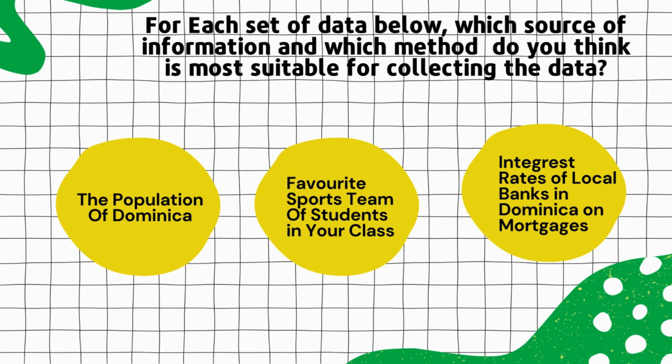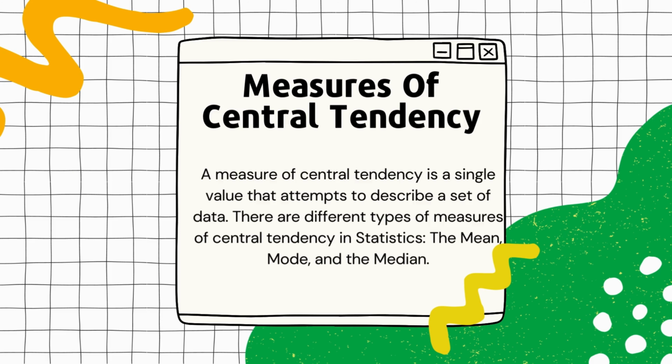But there is something extremely important when we have all this information. If we want just one number to represent all the information that we found out, how can we do this? And this is where we come to the topic of measures of central tendency. Now, a measure of central tendency is a single value that attempts to describe a set of data. There are different types of measures of central tendency in statistics.